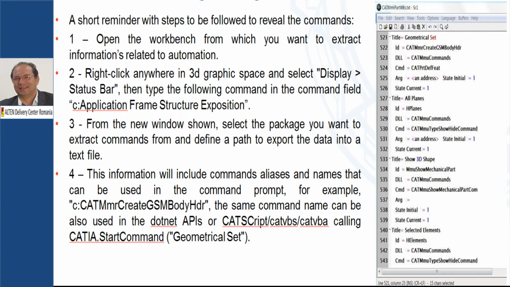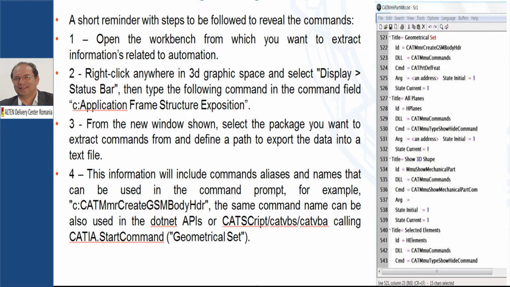A short reminder with steps to be followed to reveal the commands. Open the workbench from which you want to extract the information. Right-click anywhere in the 3D graphic space and select Display Status Bar if it's not already shown. Then type the following command in the command field, application frame structure exposition.